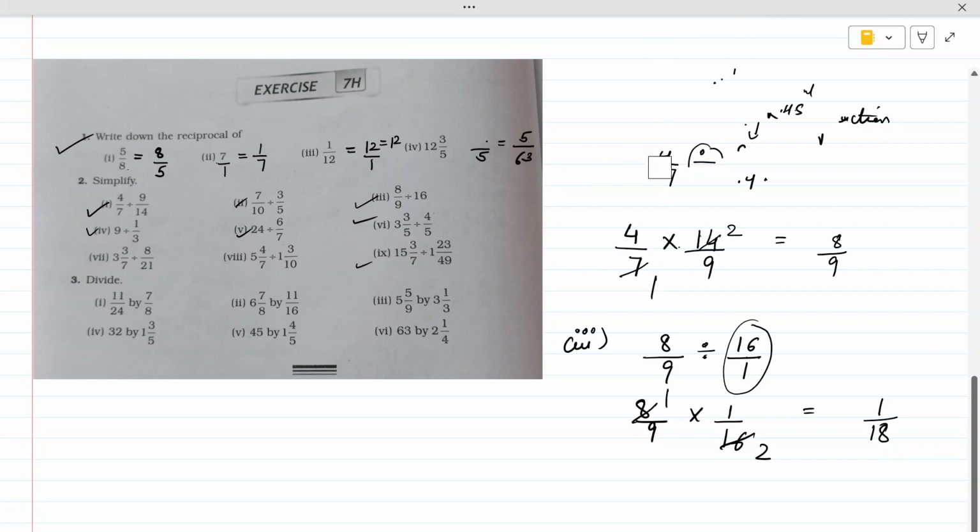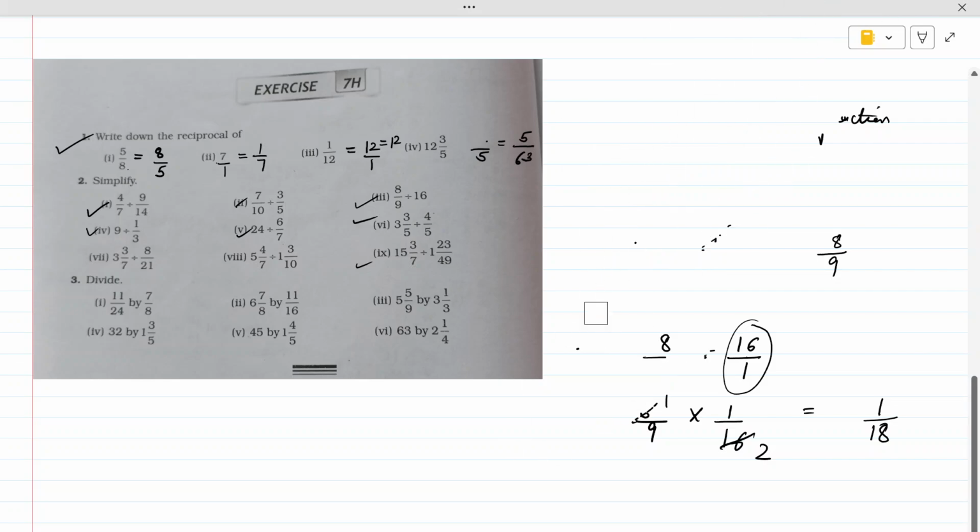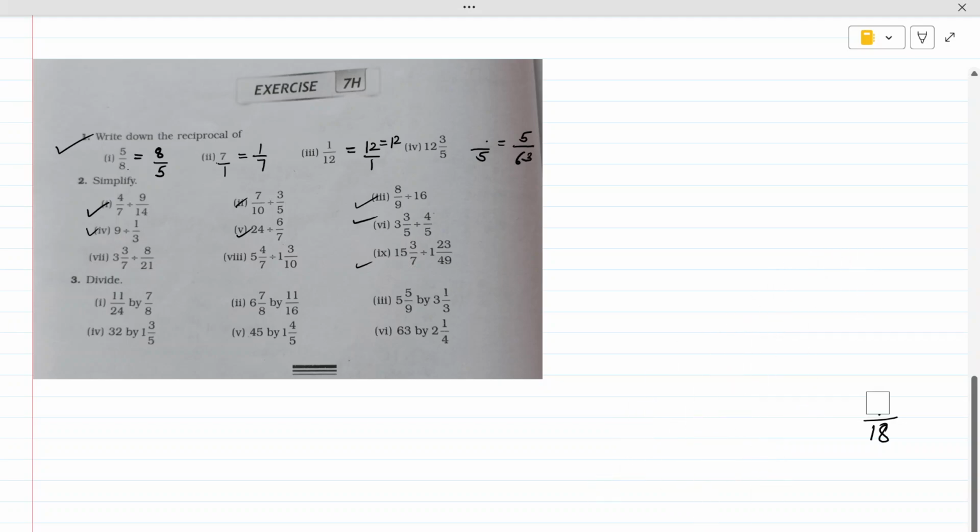Keep this in mind: whenever we change the sign of division to multiplication, do the reciprocal of the right hand side fraction only. You don't have to do the reciprocal of the left or both, just one. I'm doing question number 8 of question number 2, this part. So we have 15 3 by 7 divided by 123 by 49.